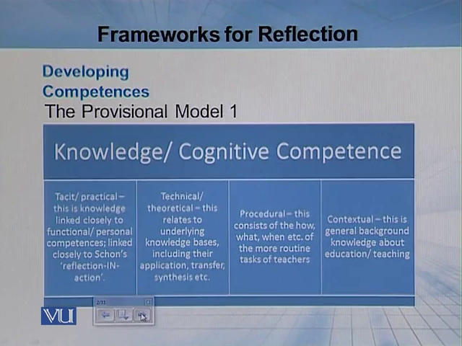And of course, there is a contextual component. This is the general background to the teaching that the teacher does, or in other words, the educational environment, both within the school but also within any particular country.